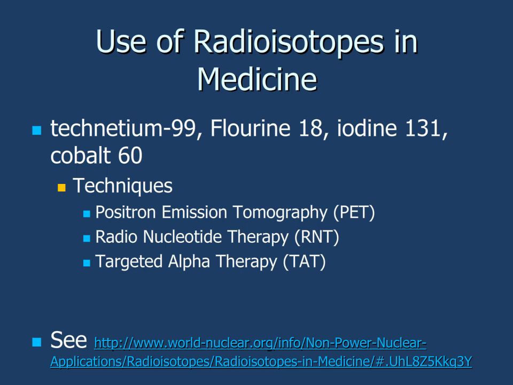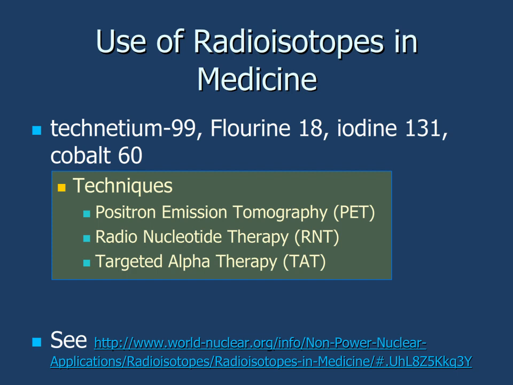I'm not going to make you memorize which one's which, but I would like you to look up 3 different techniques at the website below. These techniques include positron emission tomography, or PET, radionuclide therapy, RNT, and targeted alpha therapy, TAT. So please take a second and look up these techniques on the website below, because there will be a question or two on the exam covering these techniques that utilize radioisotopes.